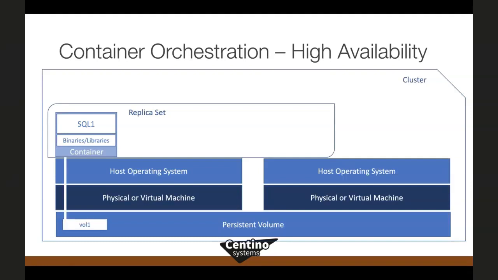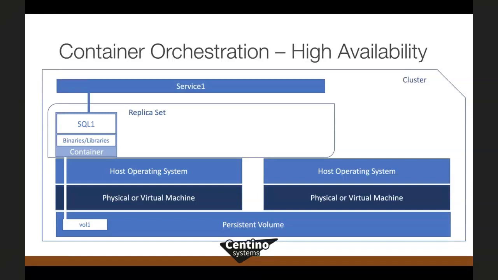Now, I store that data somewhere on that storage network. I expose that into the container and I use the same concept as a service, but now I'm load balancing to just one SQL Server. So you're like, why would I load balance to one SQL Server? Because of this. If that SQL Server dies, the container orchestrator will do this. It's like, hey, you told me to keep one SQL Server online all the time.